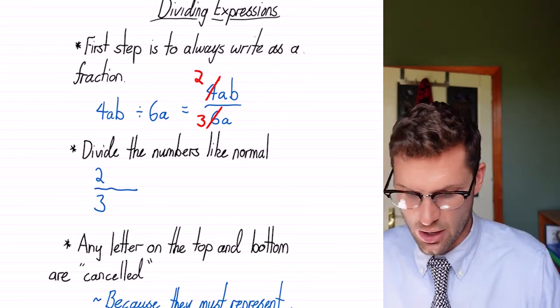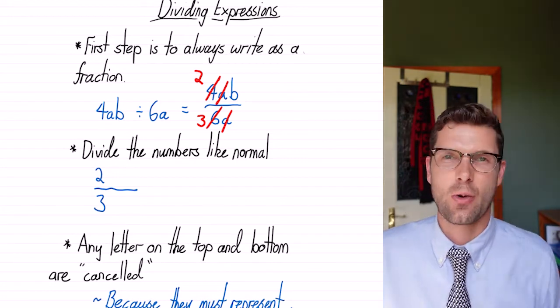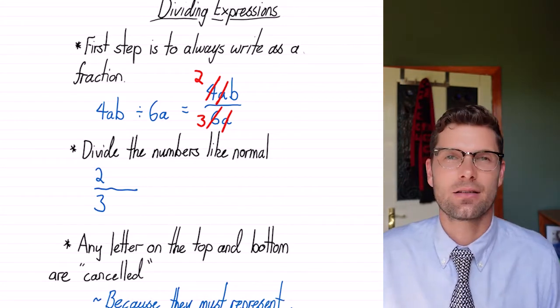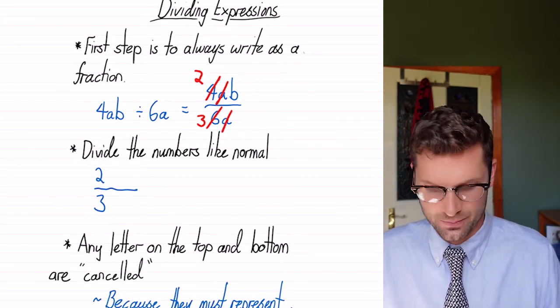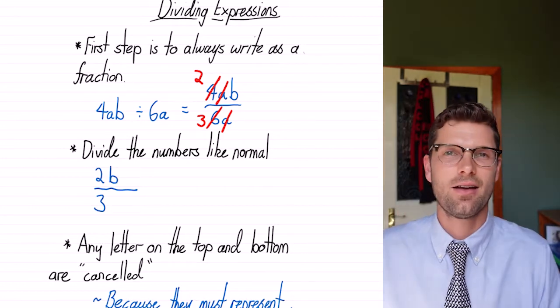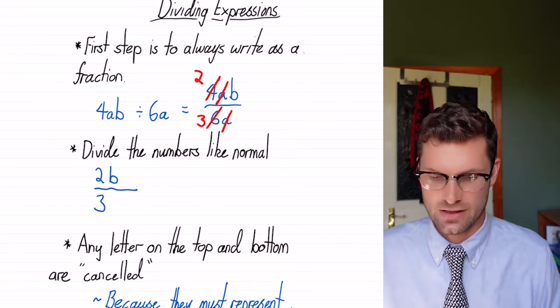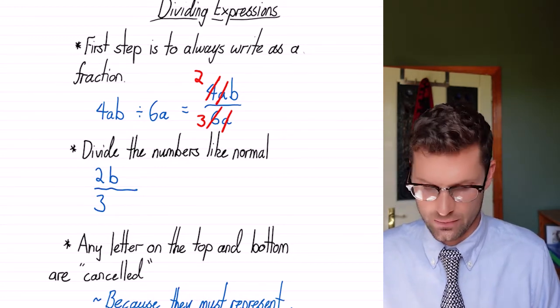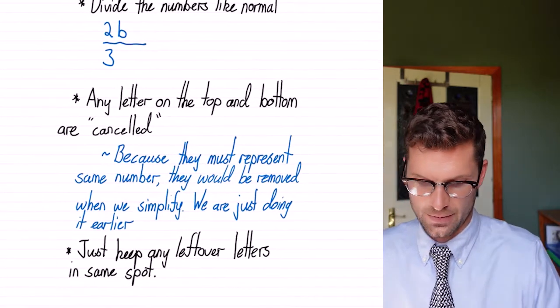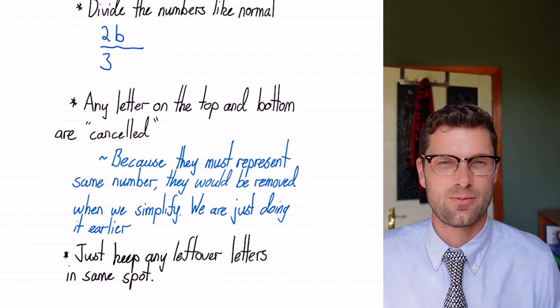So in this one, we've got an a on the top and an a on the bottom, so we cross those two out. There's nothing to do with the b on the bottom, so all we do is write our b there, and that's our final answer. So the simplified version of this is 2b over 3. Okay, so there are the notes for that one, so please copy that down when you get a chance.